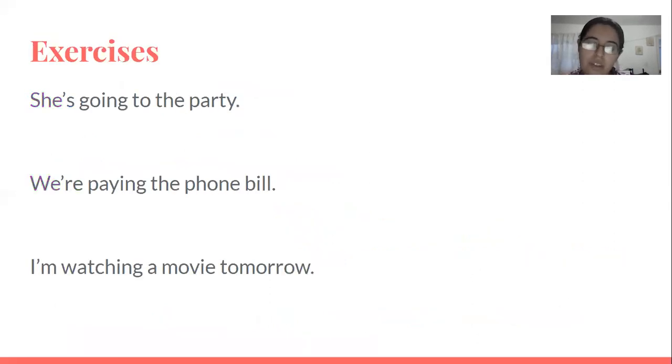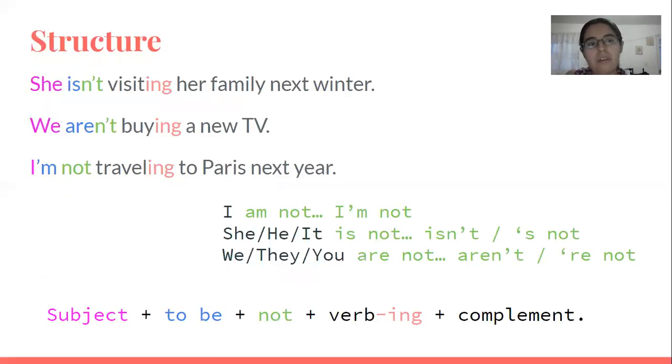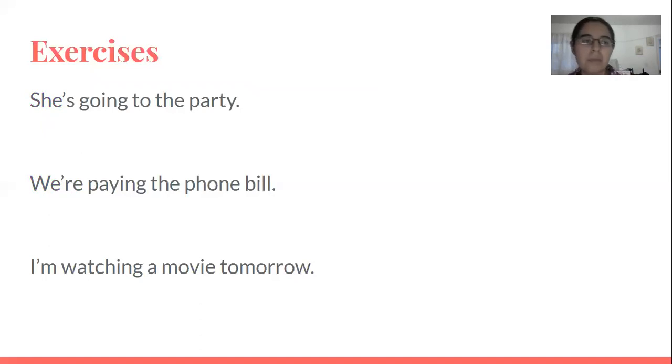Now here I have 3 exercises. There are 3 sentences in affirmative, and I just want you to make them into negative using what we've seen right now. I'm going to give you a few seconds to do this. If you want, you can pause the video, and we'll check them in a little while.